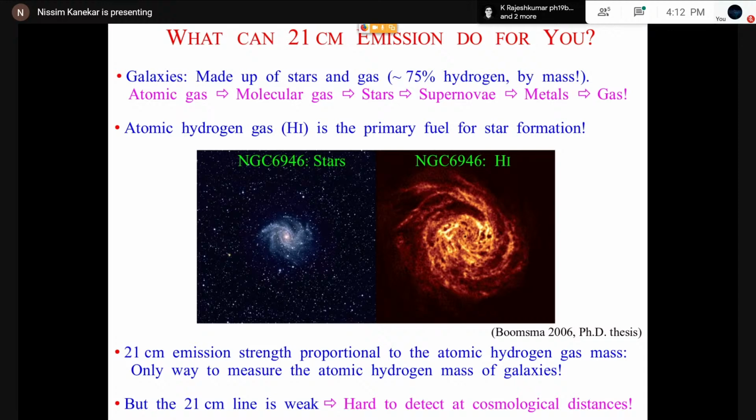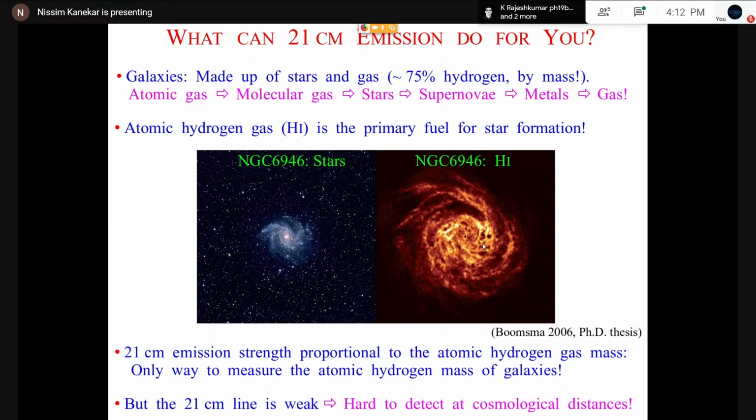And just to give you a picture of what galaxies look like in atomic hydrogen, I've shown a picture of this famous galaxy NGC 6946, a beautiful spiral disk galaxy. This is from Renzo Boomsma's PhD thesis. That's an optical image on the left, which shows you the stars. You can see these beautiful spiral arms going out. And next to this image on the right, you see this gigantic object, which is the same galaxy exactly on the same scale, but now in atomic hydrogen.